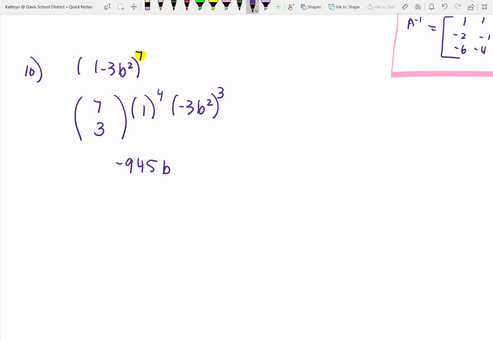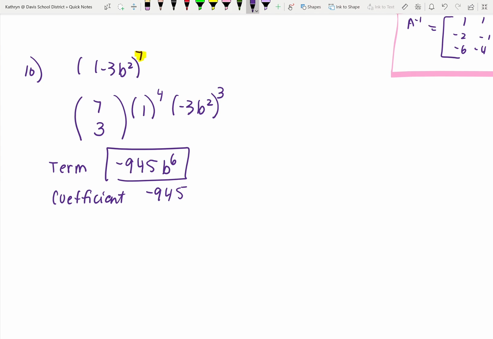The b is to the 2 times 3, which is a 6. You guys, if they ask for the term, that's your answer. If they ask for the coefficient, then the answer is negative 945. It's just the number. So read the question, which term of the expansion? So they want the whole thing, so there's your answer.